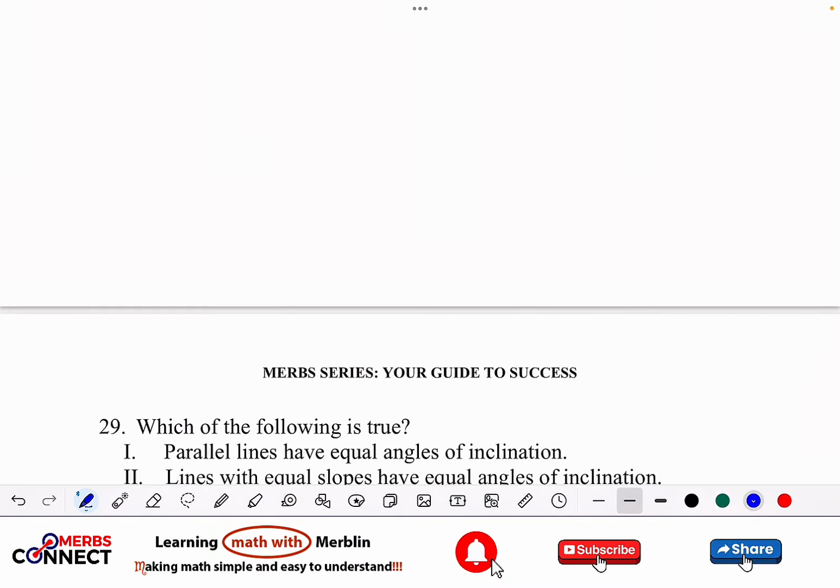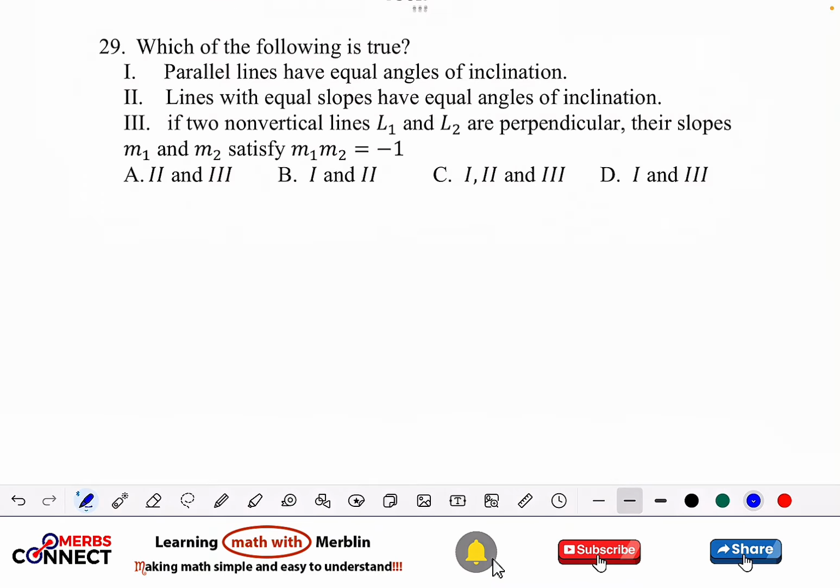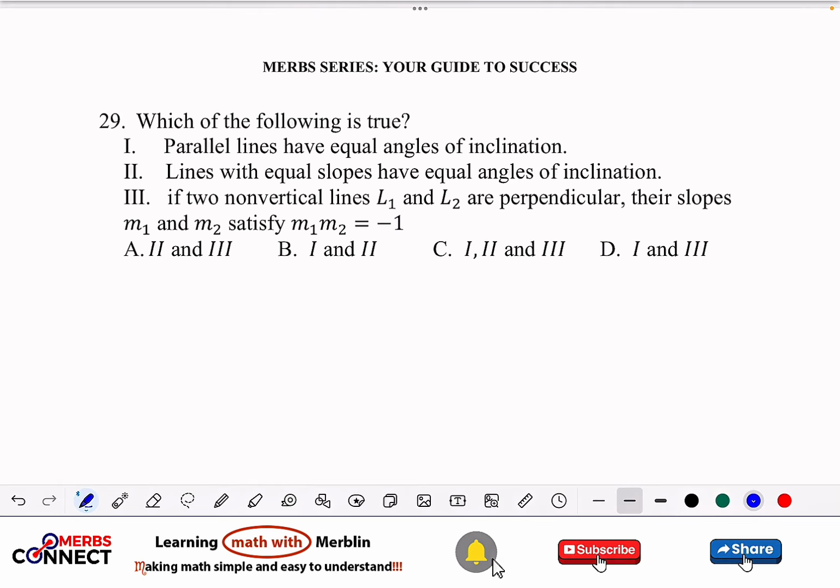Good. Let's look at the last question. Which of the following is true? Parallel lines have equal angles of inclination. This is true. Lines with equal slope have equal angles of inclination. This one too is true. If two non-vertical lines, L1 and L2, are perpendicular, their slopes M1 and M2 satisfy M1 times M2 equal to this. Okay, this one too is true. So this one is going to be C.